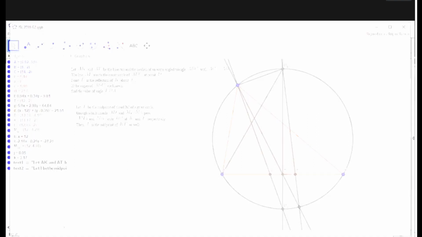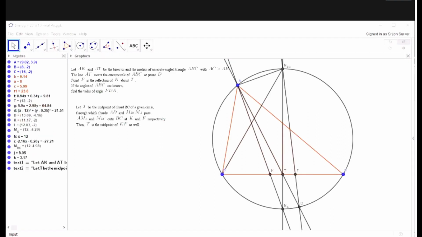Why is T the midpoint of KF? One second. Because it's given that F is the reflection of K over T. See the third line in my GGB. Yeah, okay, that's why. It's stated in other words.